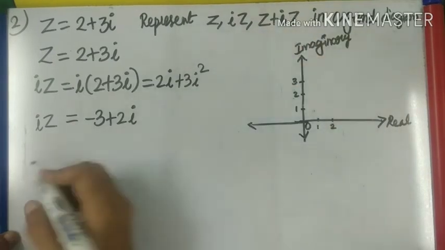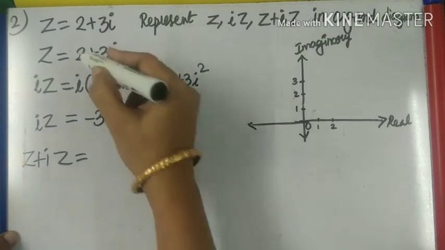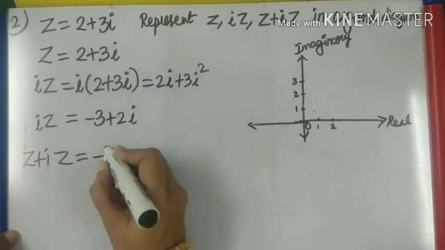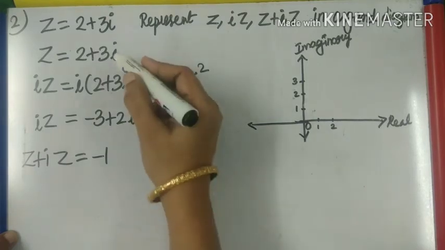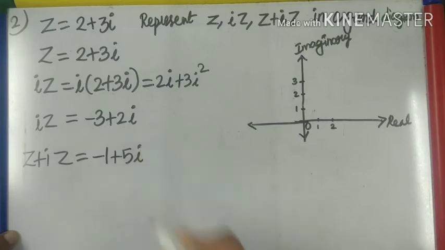I also need z plus iz. z value 2, iz value -3. 2 minus 3 is -1. 3i plus 2i, I will say 5i. Let us see all this in the diagram.